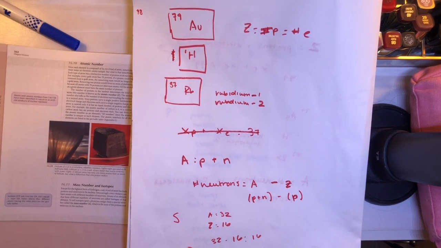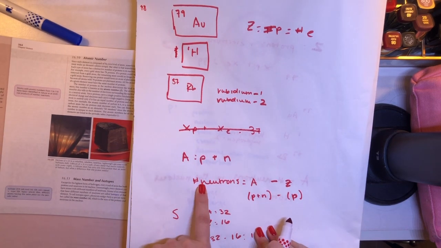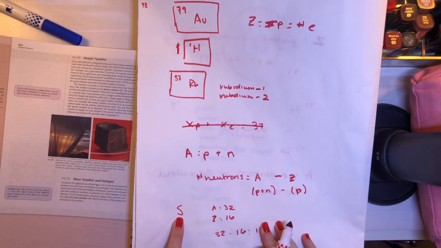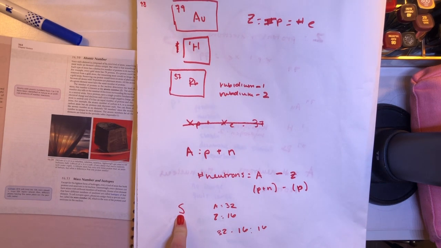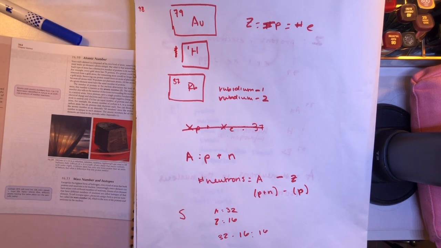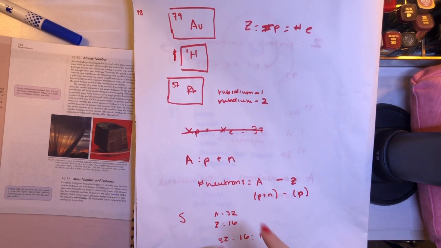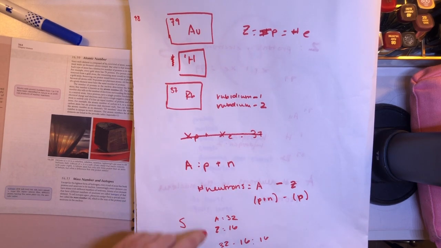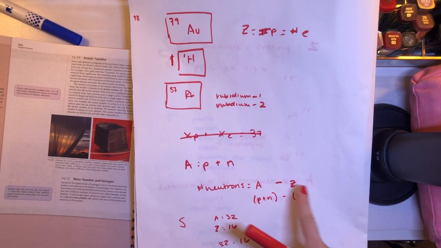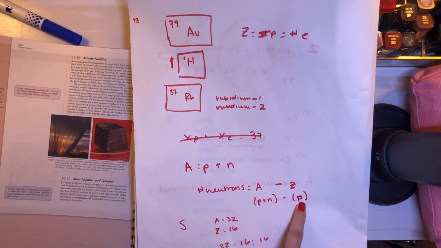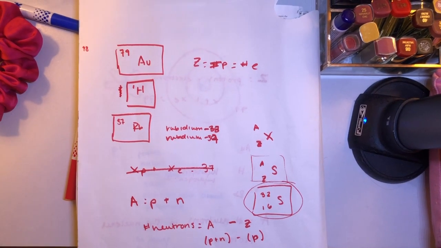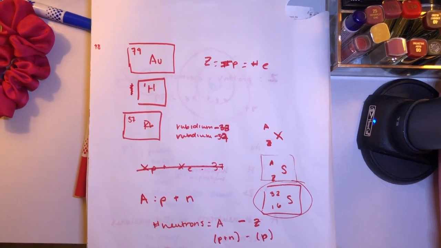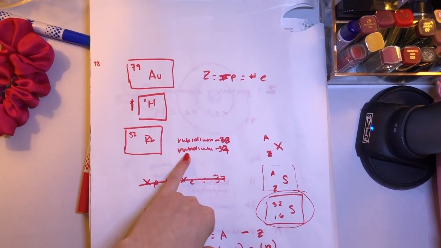So just one more time, to find the number of neutrons in the common isotope of sulfur, I take the mass number of that isotope, which is 32. 32 is the sum of the protons and neutrons in that atom, and I subtract from that the number of protons.